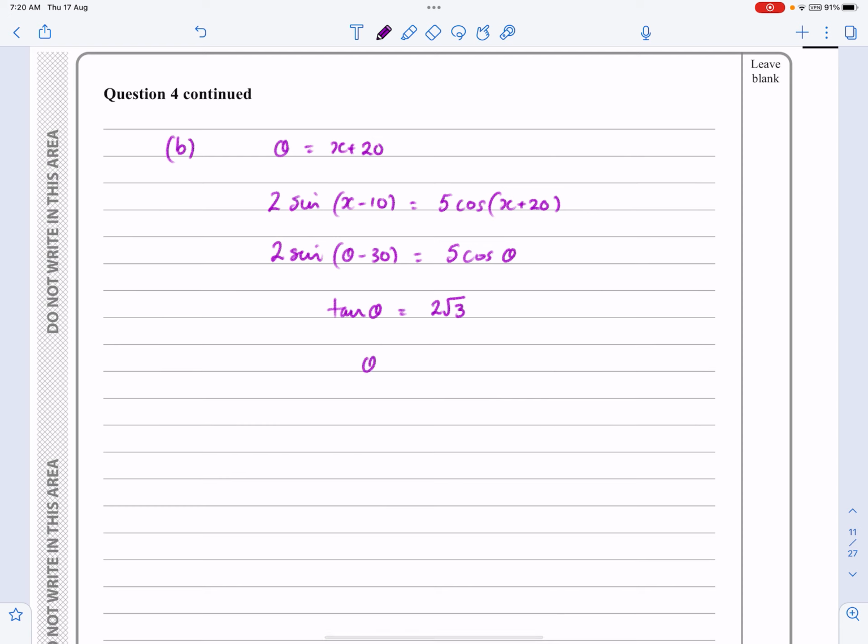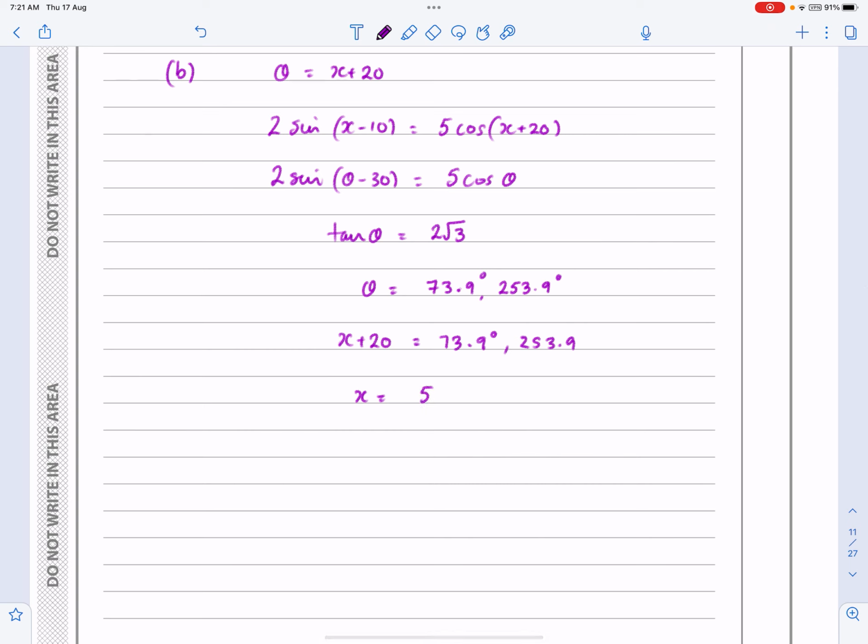So if that's the case, theta works out to be, just do inverse tan, 73.9. Using the CAST diagram, all sine tan cos, it's in the first and third quadrant, so we also get 253.9. Go back and look at my channel for how to solve trig equations if that causes you any problems. So that's theta, but we don't want theta, we're trying to find x. So x plus 20 is equal to those two values, which means the possibilities for x are 53.9 or 233.9.